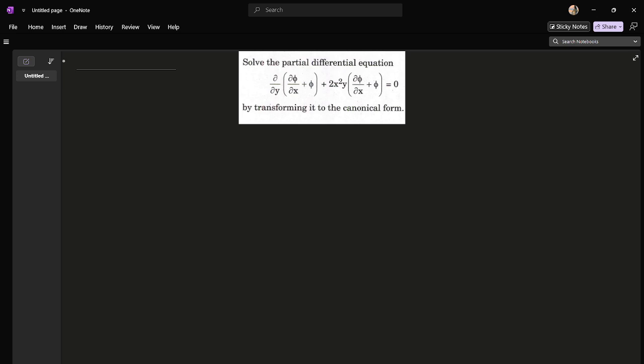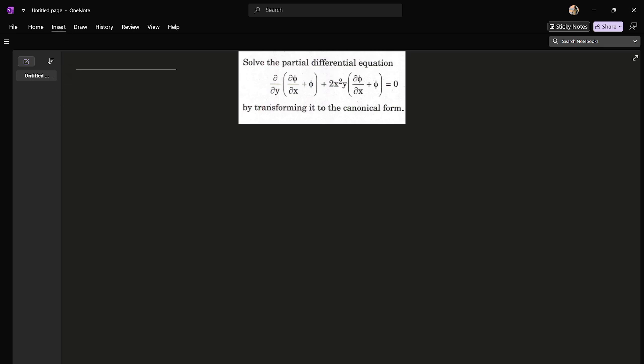The question asks us to solve the partial differential equation ∂/∂y(∂φ/∂x + φ) + 2x²y(∂φ/∂x + φ) = 0 by transforming it to the canonical form. So what can be done? We are now tasked with solving the given problem, which is this partial differential equation.